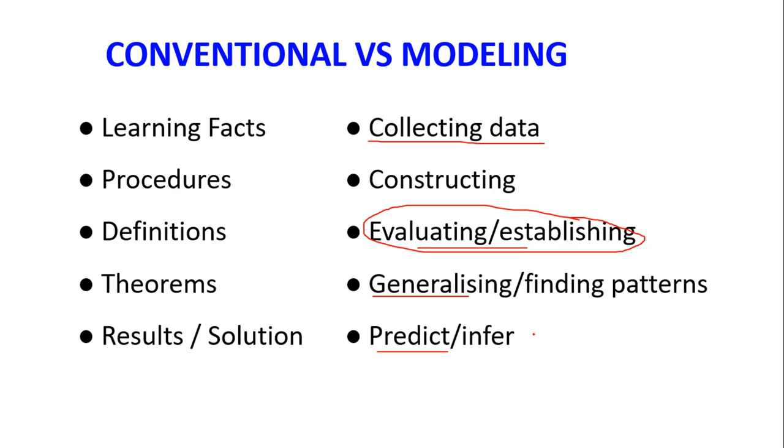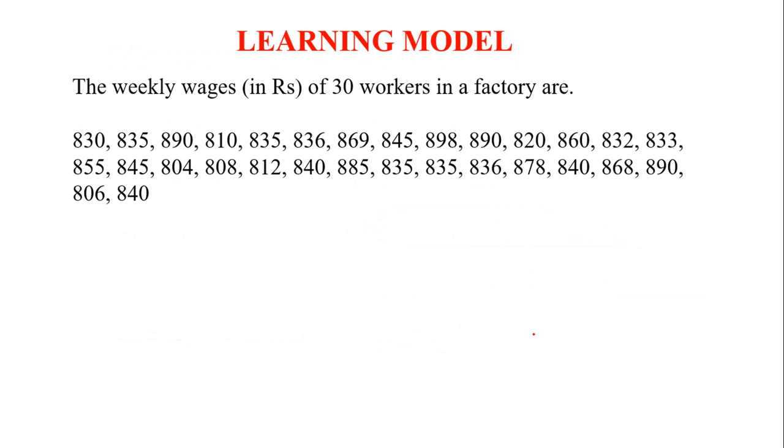Now I'm going to take up one example, a learning model. The weekly wages in rupees of 30 workers in a factory are given. This is just an example; only the weekly wages are given. Now my question is, how do we represent this data? You can unmute and give your answer. How do you represent the given data of 30 workers?